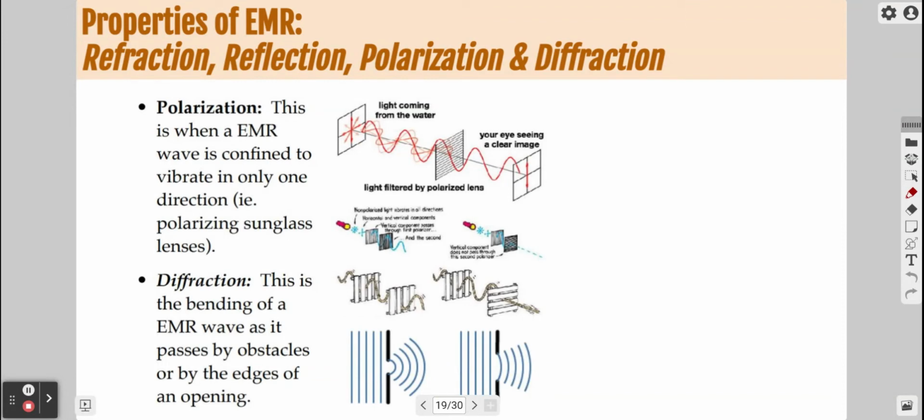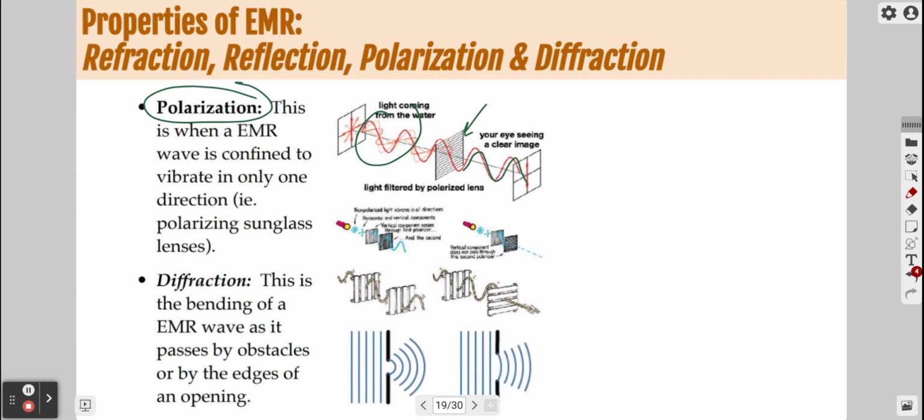All right, a couple other properties you need to know about. Polarization. This is when electromagnetic radiation is confined to vibrate in only one direction. You can put this polarization grating on, and you know how electromagnetic radiation, you can see from this image here, has waves in all different kinds of directions, perpendicular to and all over the place. If you put a grating like this here, it only allows waves that can fit through the grating in one particular direction, right? So you're only going to get one of the waves coming through.